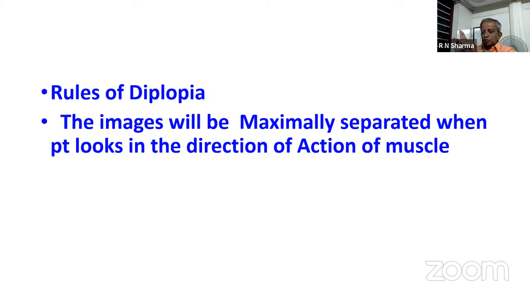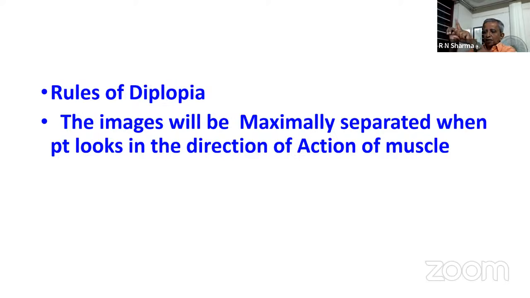What is meant by maximum diplopia? Maximum separation of images. When the vertical muscles are acting, the images will be separated upward and downward, whereas the lateral rectus and medial rectus will separate them horizontally. When you look at the elevation and depression actions of the muscles, you will find the images vertically separated. Find out in which quadrant the separation is maximum. In one quadrant it is like this, in another quadrant it is like this. So maximum separation of images occurs in the quadrant where the muscle is acting.